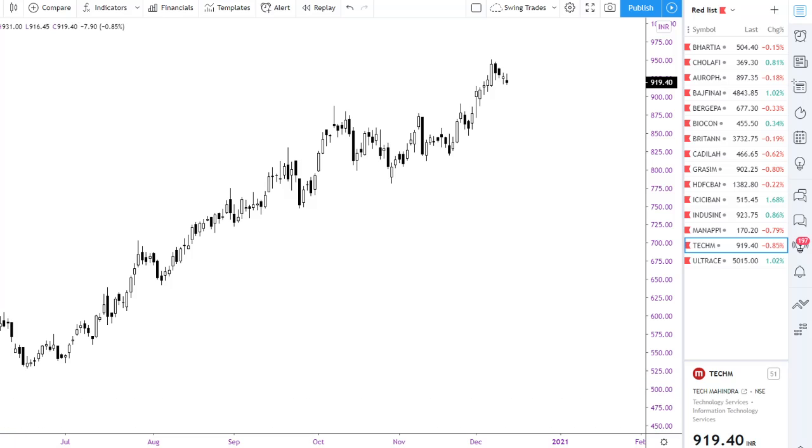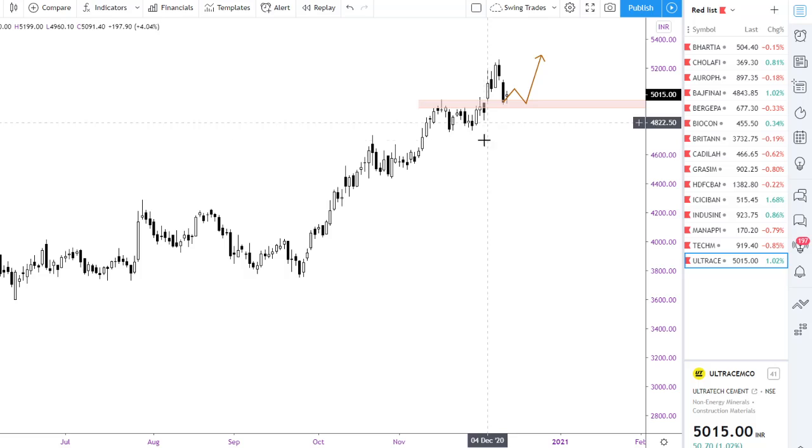Tech Mahindra, again in an uptrend, and this would be my zone of interest. If price comes to this level, I'll be looking for a buying opportunity. Till then, I am not interested in this stock whatsoever, or I'm interested only if the price comes to this zone here, and then look for a buying opportunity, not a selling opportunity, unless the price just falls below that, then I'll be changing my bias. But till then, I'll be bullish on this stock.